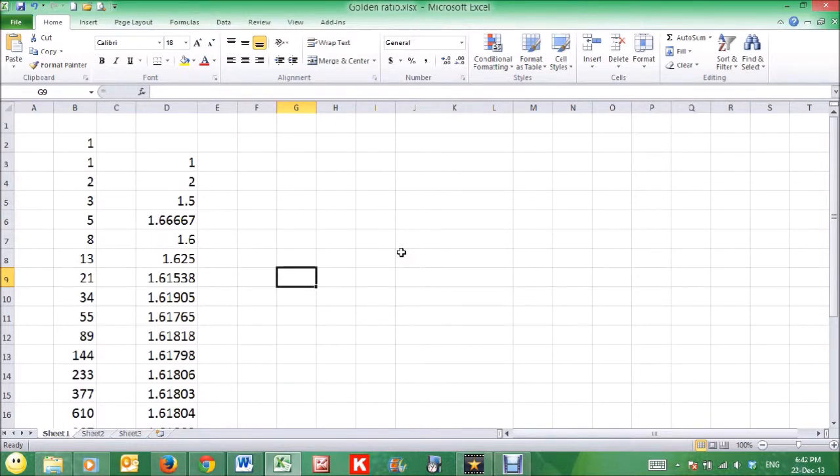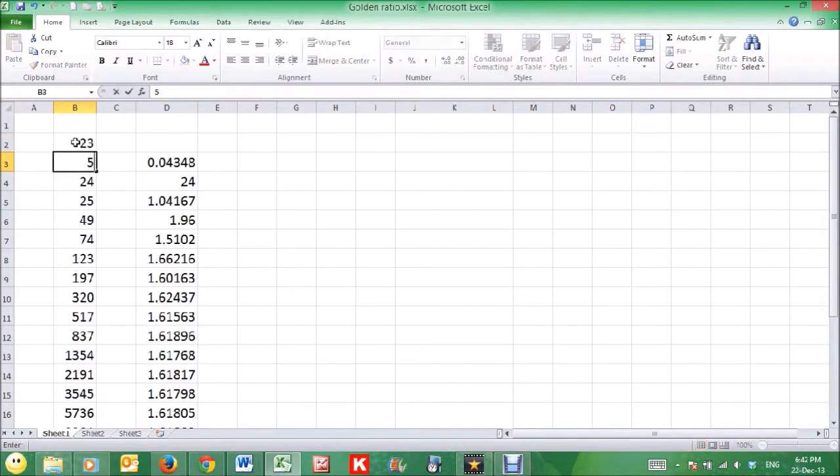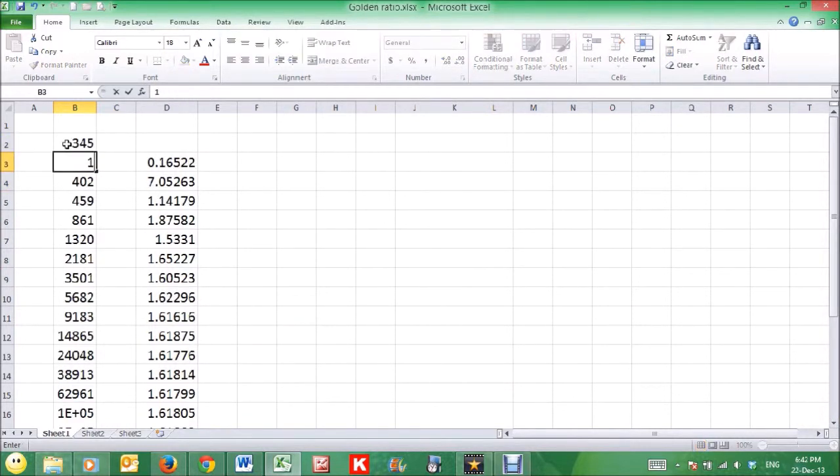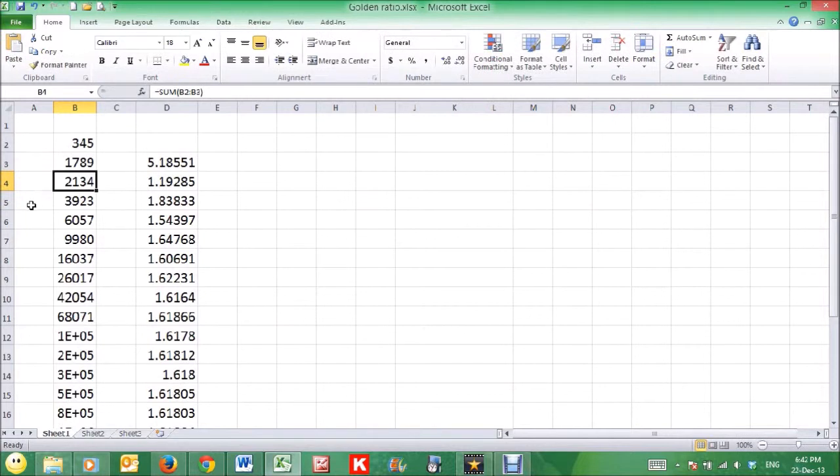Before I talk about that, I want to talk about what would happen if I changed the first two Fibonacci numbers. Instead of 1, 1, what if I put 23, 57? Well, look at that. The ratio eventually, in fact quite quickly, settles down to exactly the same number. What if I changed it to 345 and then 1789? Once again, it starts off differently, but it settles down to the golden ratio. So the numbers that you start with make no difference. It'll always become the golden ratio.